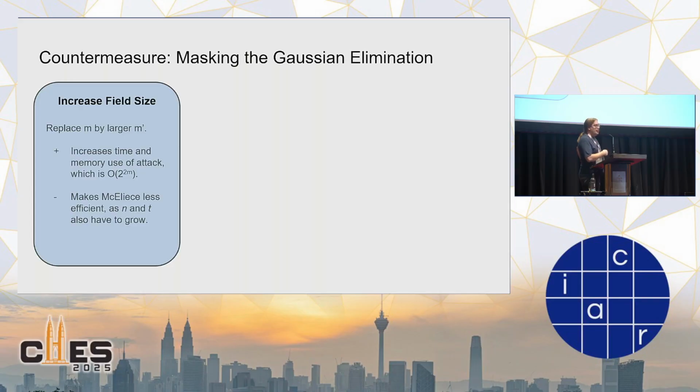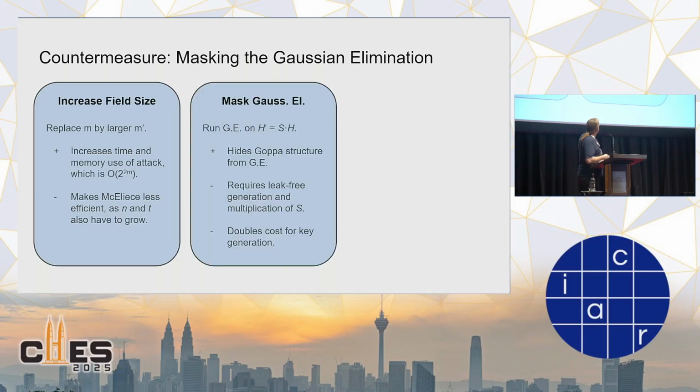So, for example, we can increase m. This makes the codebook larger and makes the attack harder. But increasing m is stupid because then you also need to increase n and t, and everything gets much slower. And classic McEliece is already struggling, right? So this is not good.